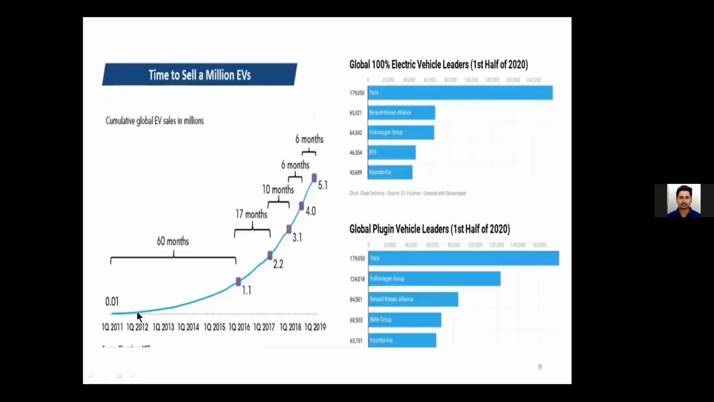Similarly, here you can see the time taken to sell 1 million EVs. Previously, from 2011 to 2016, it took around 60 months, and there is a drastic decrease in the time taken to sell 1 million EVs. So there is increased interest towards EVs among customers also. Nowadays, we have seen increases in petrol and diesel rates. That is also one of the factors which made people think towards EVs.